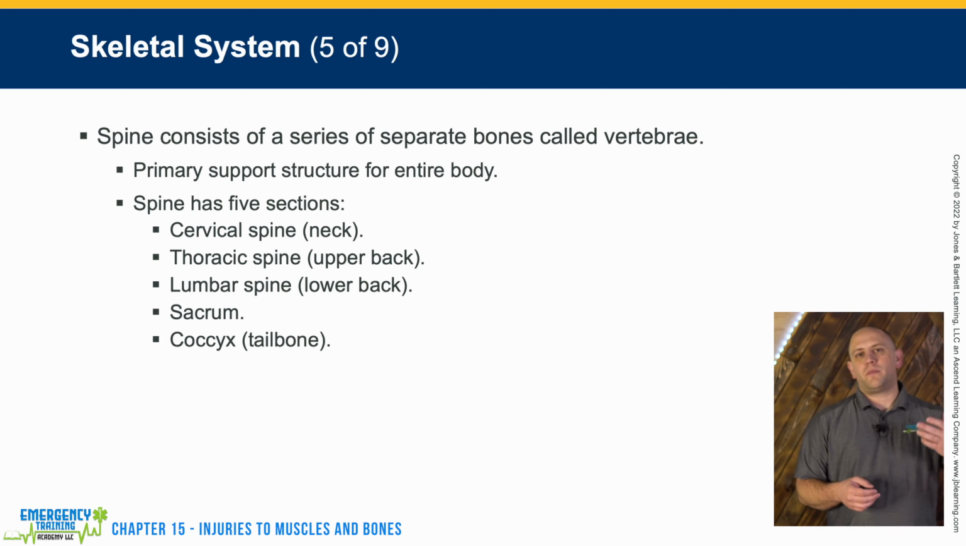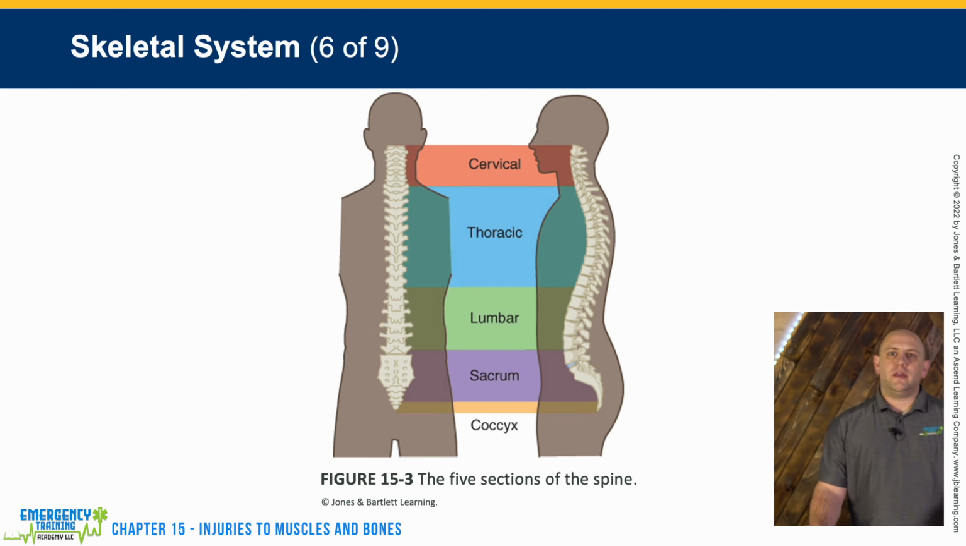We have our cervical spine, which is our neck, our thoracic spine, our lumbar spine, our sacrum, and then our coccyx, which is our tailbone. The lower 2 are actually fused as well. So looking at these, cervical makes up the neck, thoracic is the chest, lumbar, and then the sacrum and coccyx are all fused.